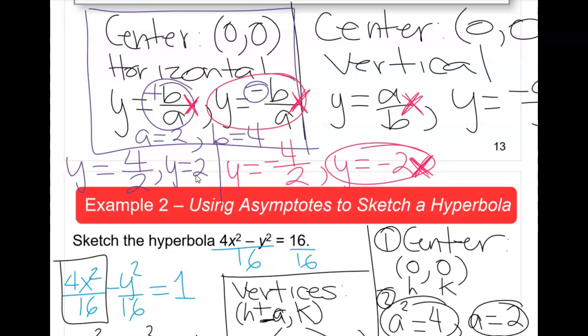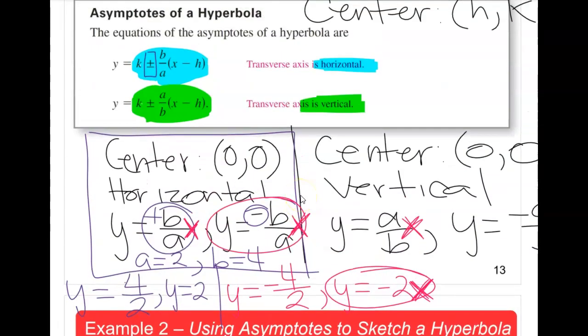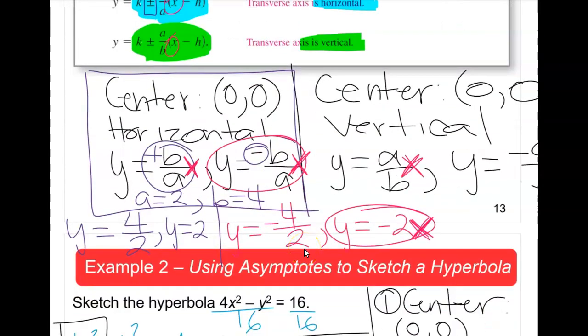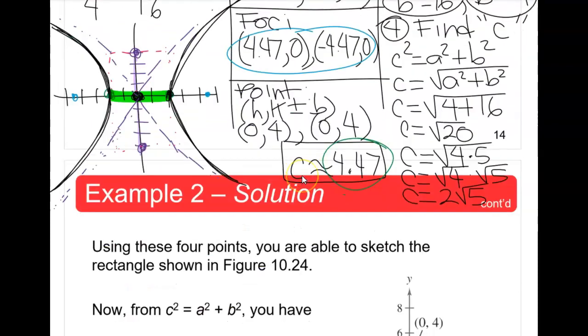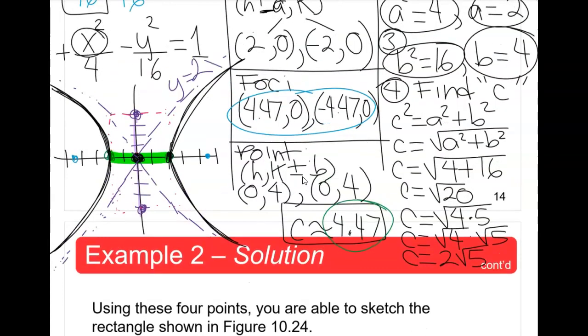They're not just horizontal lines. They're slanted lines, right? They do have an x. I should have put an x there. So my two asymptotes are going to be positive 2x and negative 2x. Those are the two asymptotes. So if we needed to trace something super precise, the equation of the one leaning to the right is y equals positive 2x, and the other asymptote is y equals negative 2x.